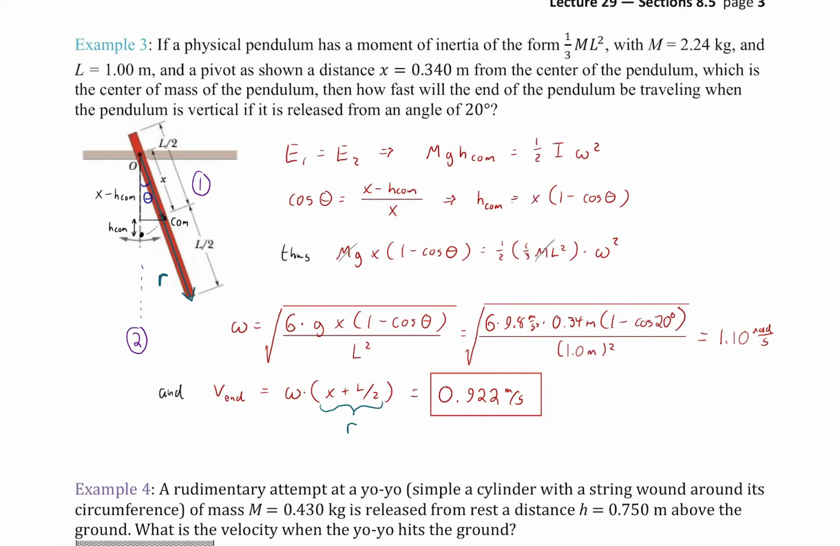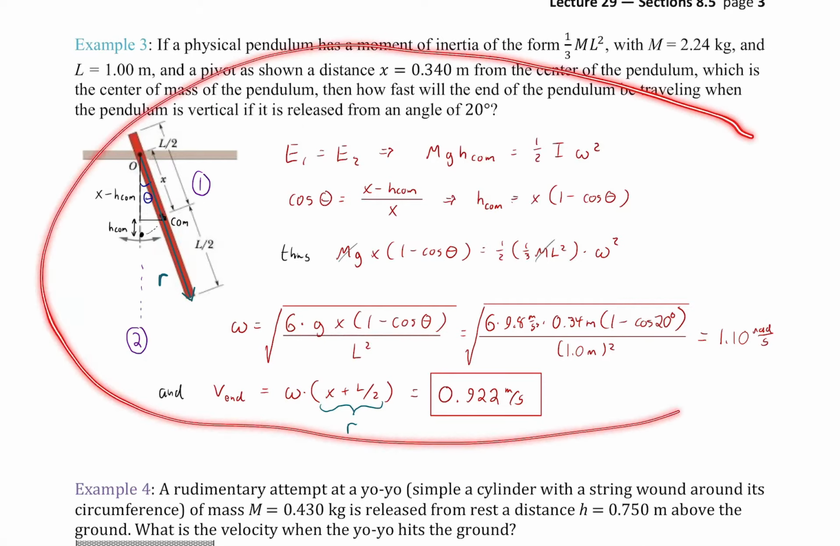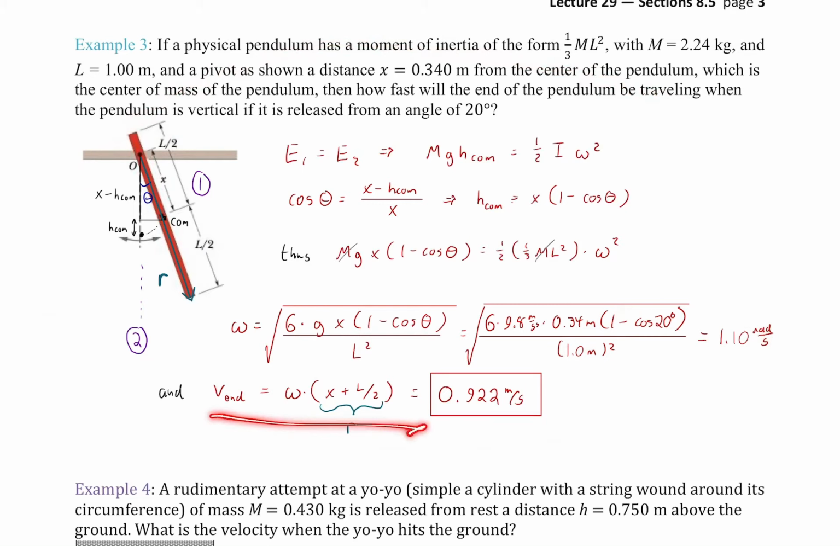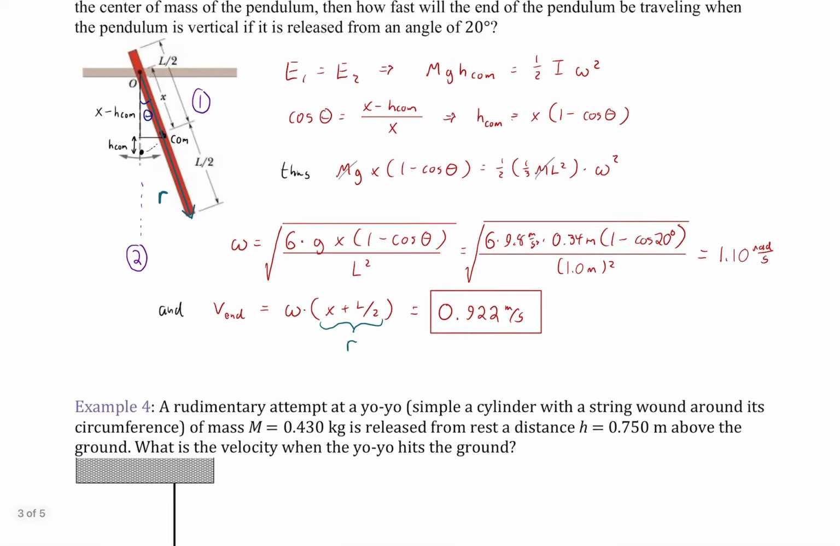We have a translational velocity of the tip at the bottom, which is its maximum velocity, because that's the point at which all the potential energy has become kinetic energy, and moving at about a meter per second, or 0.922 meters per second. Okay, so hopefully this approach makes sense. Key ideas here, relating translation to rotation and using conservation of energy, as well as the appropriate geometry in order to relate theta to h. Okay, all right, there we go.